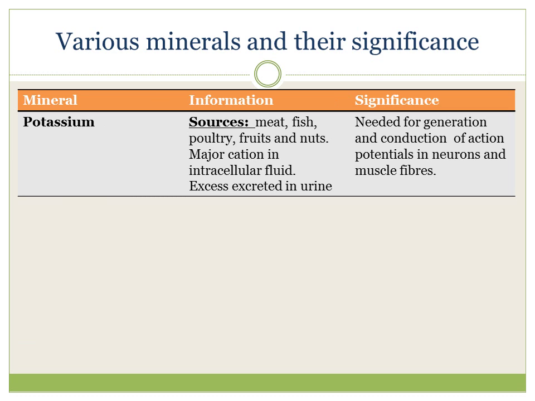Third mineral is potassium. Sources of potassium are meat, fish, poultry, fruits, and nuts. It is a major cation in intracellular fluid, and excess amount is excreted in the urine. Coming to significance, potassium is mainly needed for the generation and conduction of action potentials in neurons and muscle fibers.